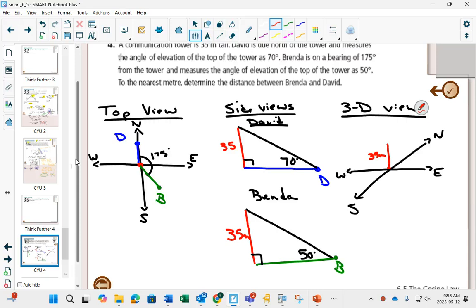Now, we know that David is somewhere on due north. And so I take this triangle that I drew and I label this as that blue side there. This would be 70 degrees right in there. Then Brenda is right there. This is her line of sight to the top of the tower, and we know that this angle is 50 degrees.